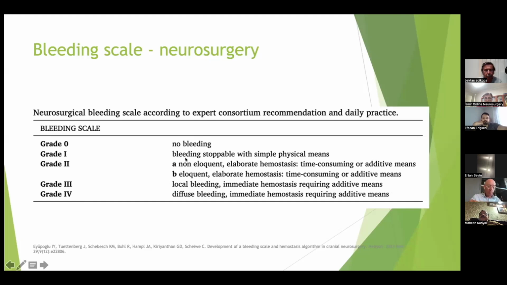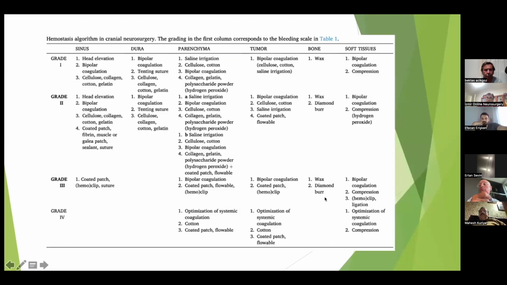Grade 2 depends on the area of surgery. If it is a non-eloquent area, with the elaborate hemostasis, whereas an eloquent area with the elaborate hemostasis goes to grade 2B. Grade 3, local bleeding, immediate hemostasis requiring additive means, and grade 4, diffuse bleeding, immediate hemostasis requiring additive means. So there is a big chart that they have also devised.